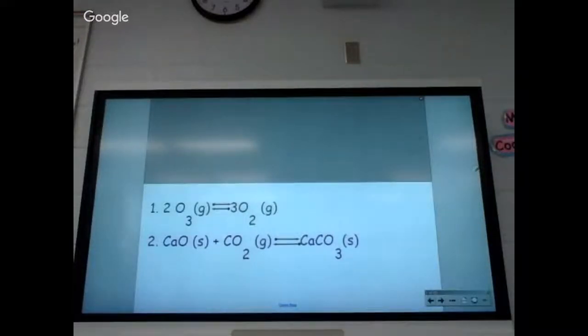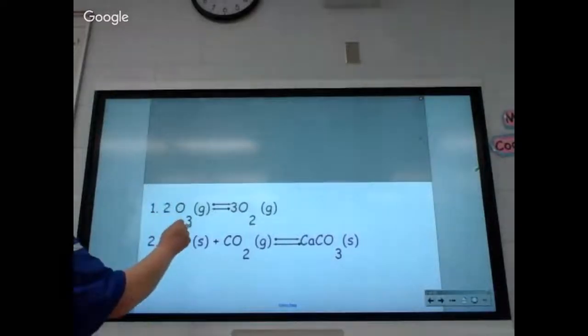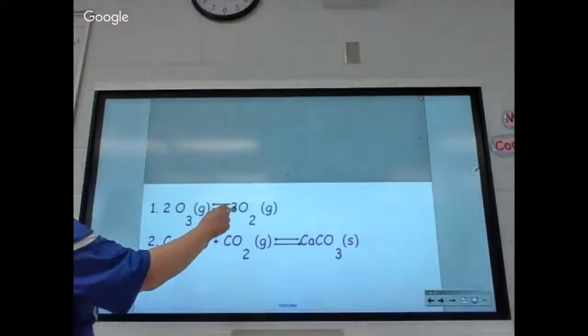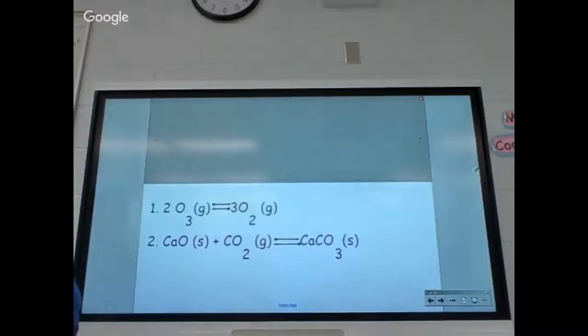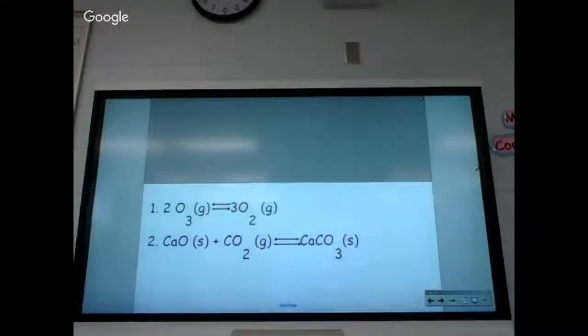That's 2O3 as a gas, and then 3O2 as a gas, because ozone is becoming oxygen. That's what happens when lightning strikes the air. What happens when lightning strikes? Ozone is changed into oxygen.